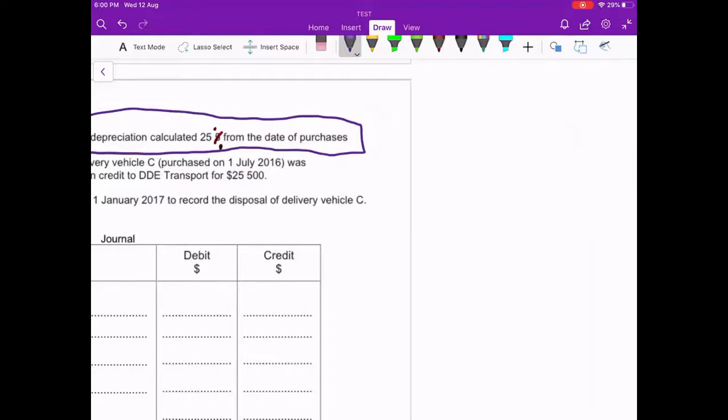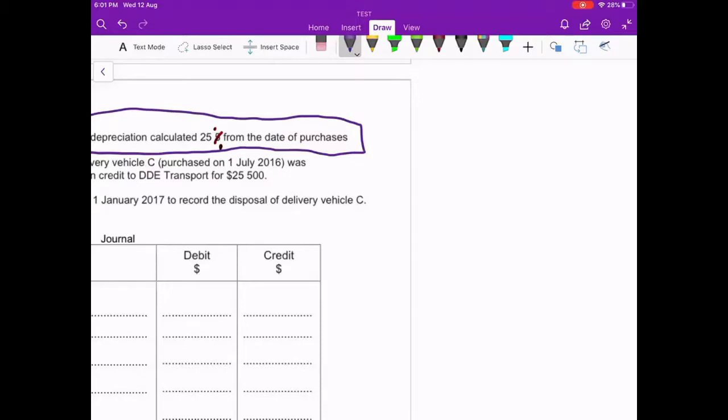Step number one is transfer the cost. Step number 2, transfer the accumulated depreciation. Step number 3, record the proceeds. Step number 4, balance up. Okay, if you don't know, you can see the steps just now. You copied out the steps, you can see.